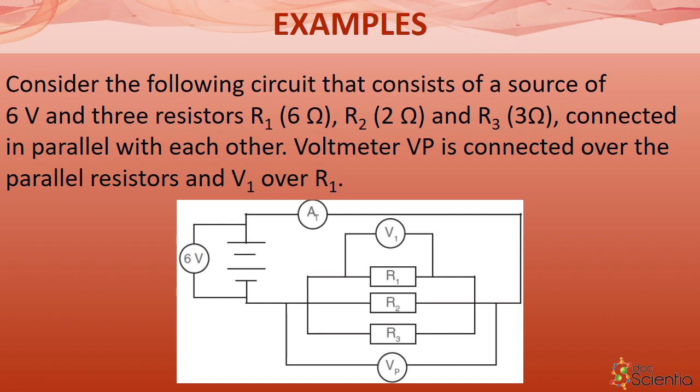Nou, goed. Okay, so hulle sê vir jou, in die stroombaan is daar 'n bron van 6 volt. In other words, the battery is a 6 volt battery and it's got 3 resistors. One of them is 6 ohm. I'm somewhere going to write it there. One of them is 2 ohm. And one of them is 3 ohm. Connected in parallel with each other. Voltmeter VP is connected over the parallel resistors and V1 is only over R1.